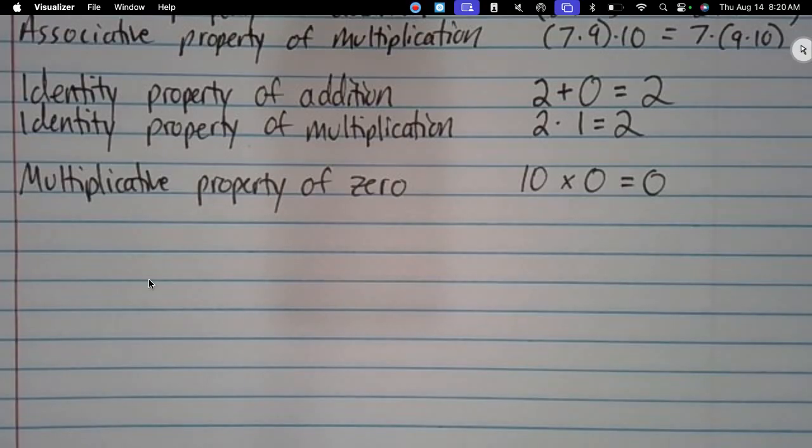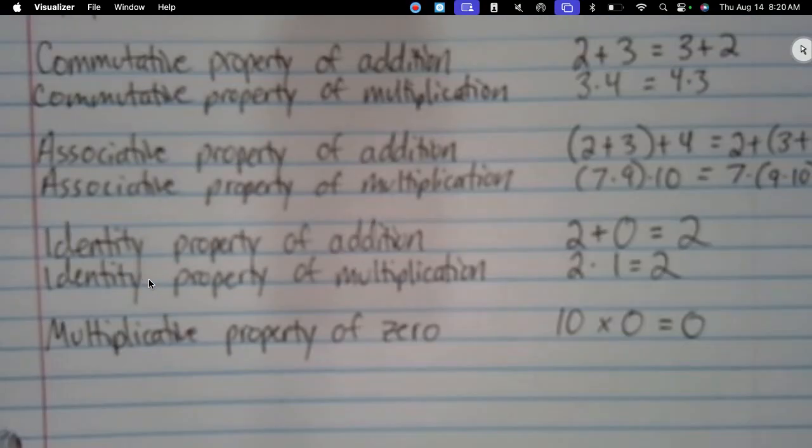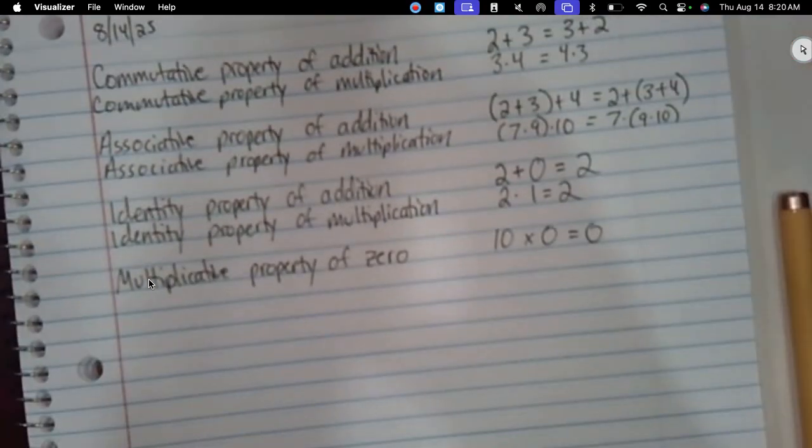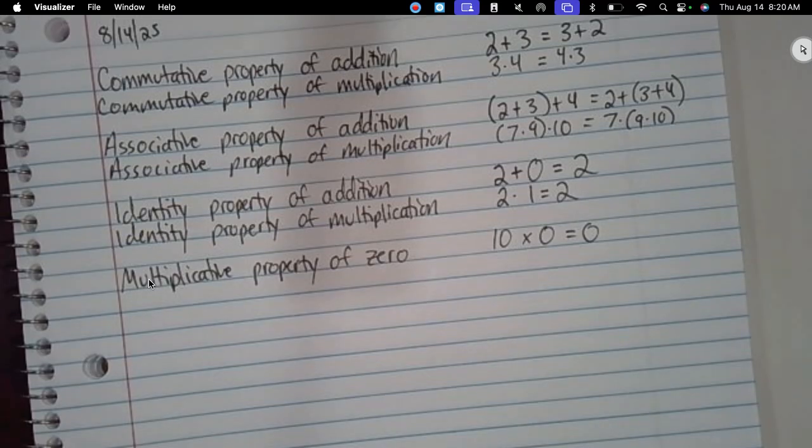All right, so let me give y'all examples, and then you're going to pick which one of these properties it is. We'll have a few more properties that I'll add to this in a few days. We'll slowly get to them. So let's look at our first one.